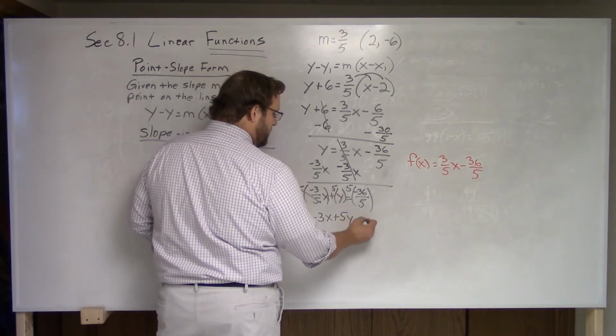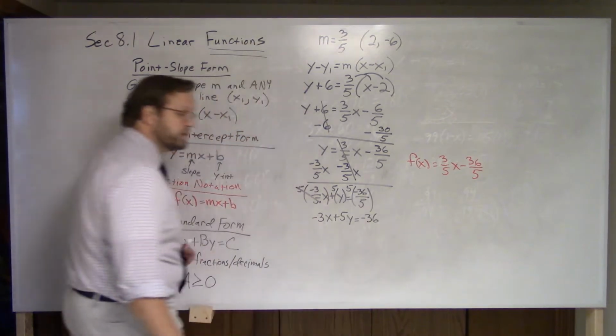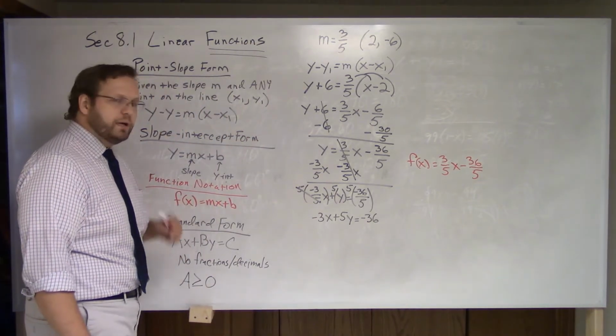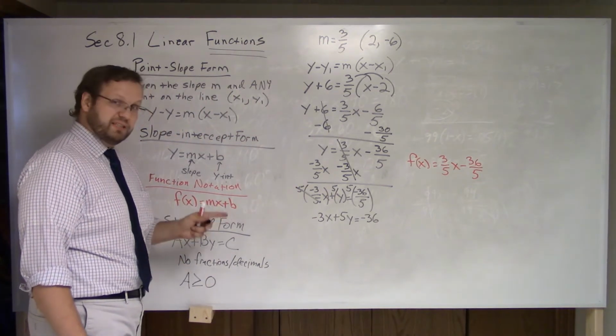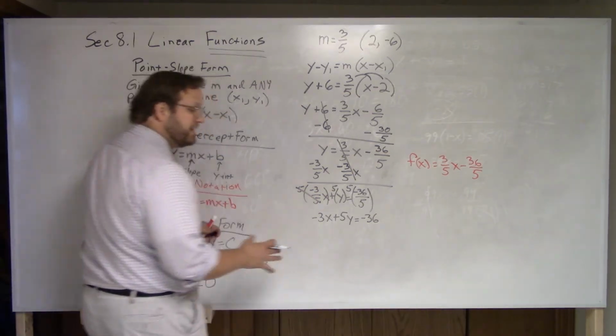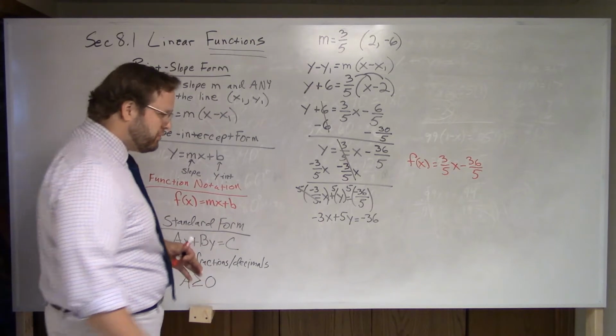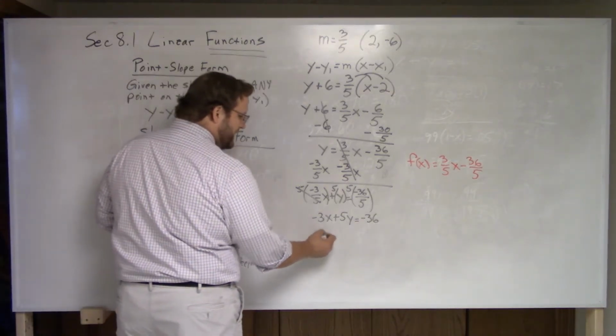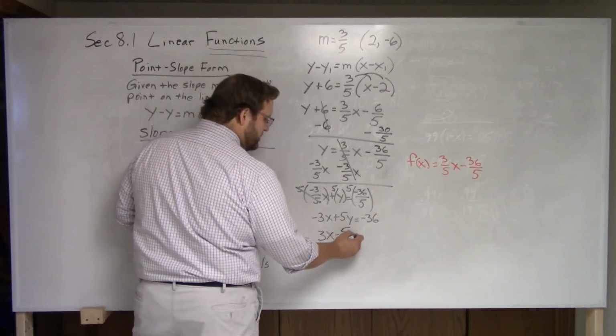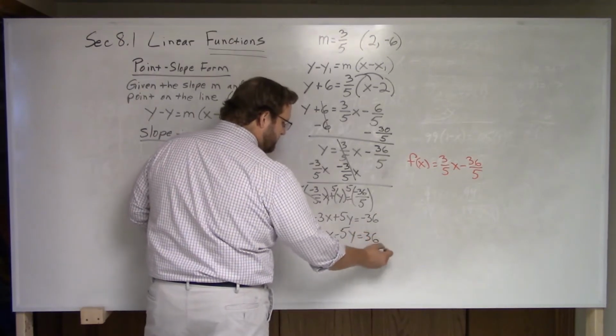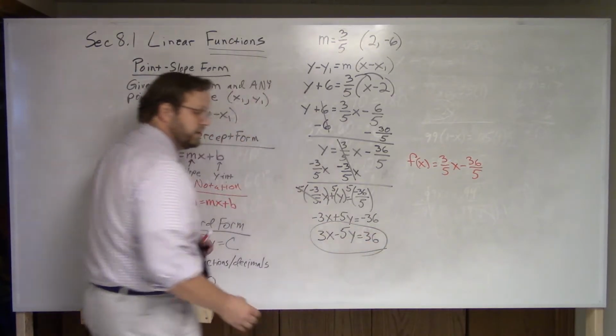plus 5y equals -36. And what else is not okay about that? That negative out in front. So mathematically what I do is I multiply everything by a -1, but really for all practical purposes, all it takes is changing all these signs. And there's your standard form.